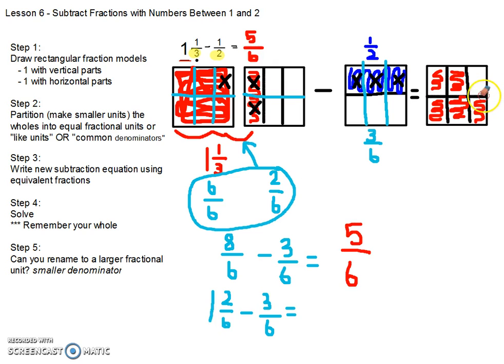Like if I took this middle line out, I would still be missing part of this. And if I took these out, I would still be missing part of my top section. So I'm not able to take any of those lines out, so I cannot rename my fraction to a larger fractional unit or a smaller denominator.